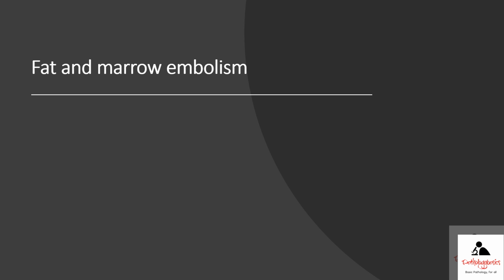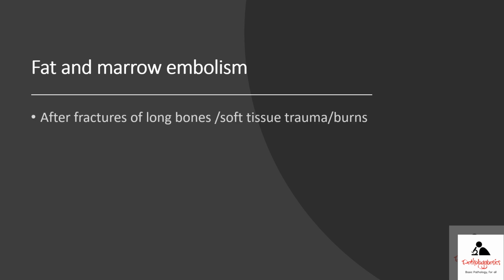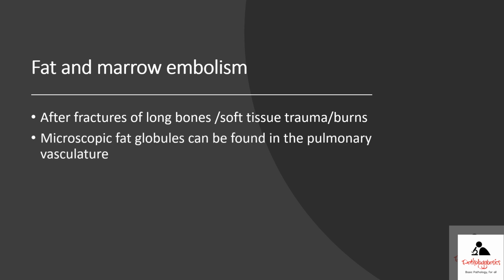Next, we'll go to fat and marrow embolism. Fat and marrow embolism can be seen after fractures of long bones. The marrow elements can enter the circulation, or it can happen after a soft tissue trauma or after burns. What we see are microscopic fat globules chiefly in the pulmonary vasculature, right? So this fat or marrow enters the circulation and gets lodged in the pulmonary vasculature.